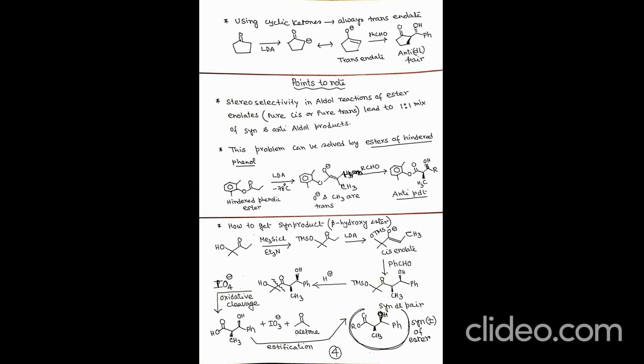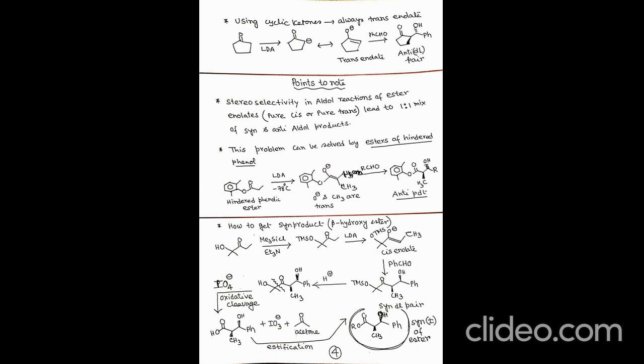Now coming to how to get the syn beta hydroxy ester. This can be synthesized by taking the alpha hydroxy carbonyl compounds on treatment with trimethylsilyl chloride in presence of triethylamine, so that silylation will be performed, and then if we treat it with the base LDA, we will be getting the cis-enolate. And the cis-enolate, when it is allowed to react with another carbonyl component having no alpha hydrogen, we will be getting the syn product.